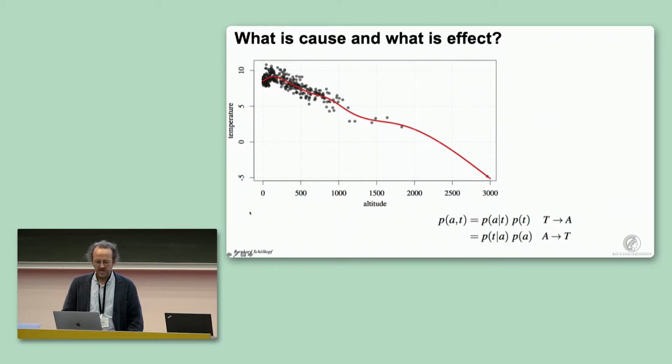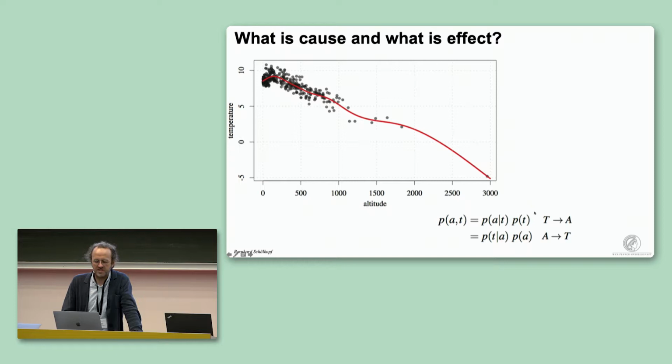This is a data set from the German Weather Service. Here we have the altitude of weather stations, and we have the average annual temperature. You can see that the higher you go, the colder it gets on average. Berlin is somewhere down here. It's one of the warmer places in Germany, with an average of 10 degrees Celsius over the whole year, day and night.